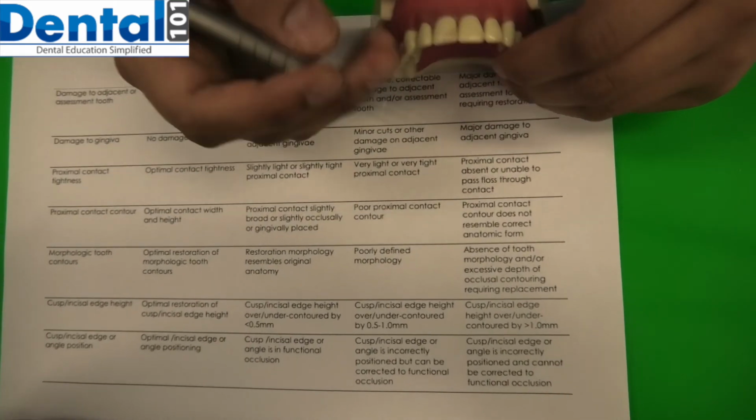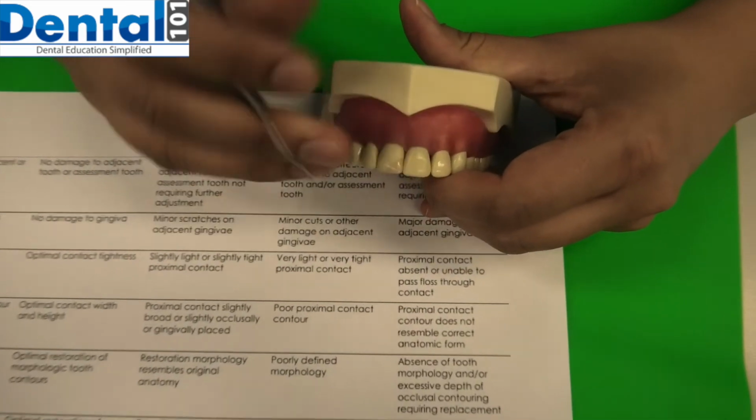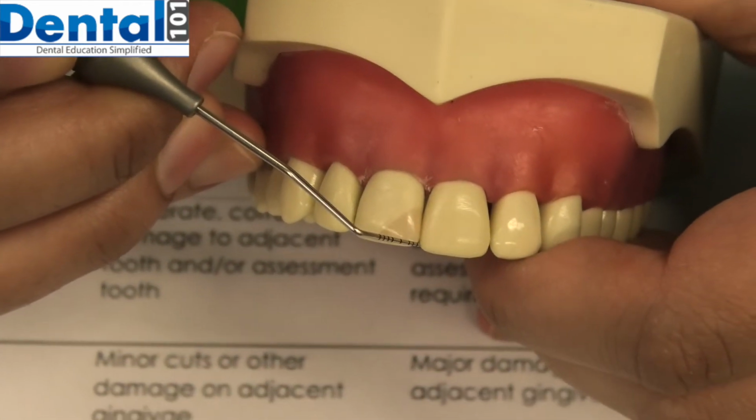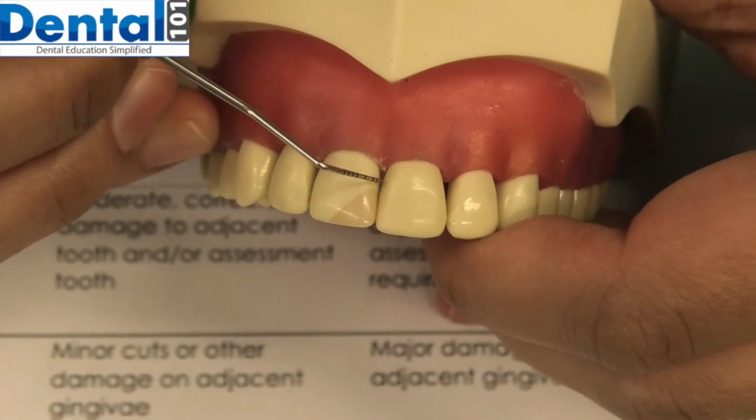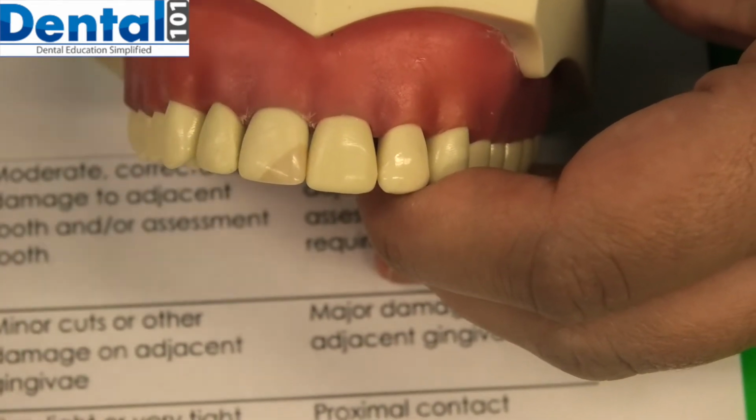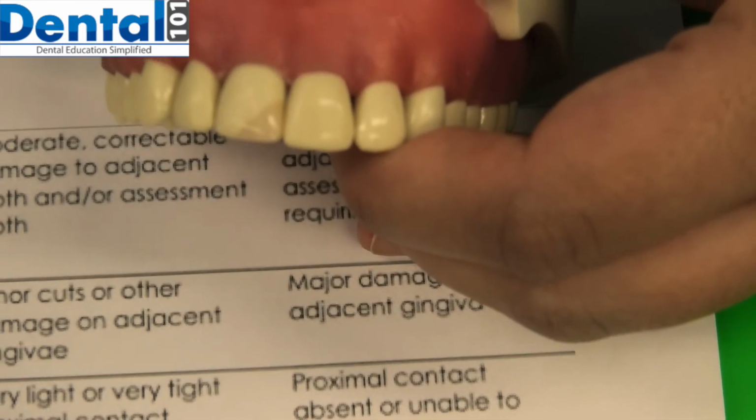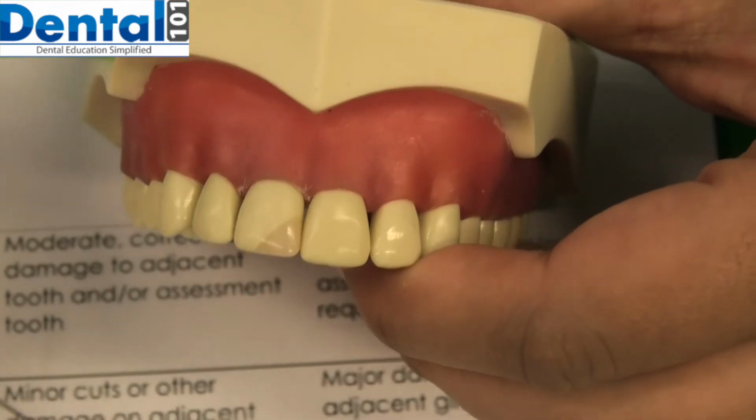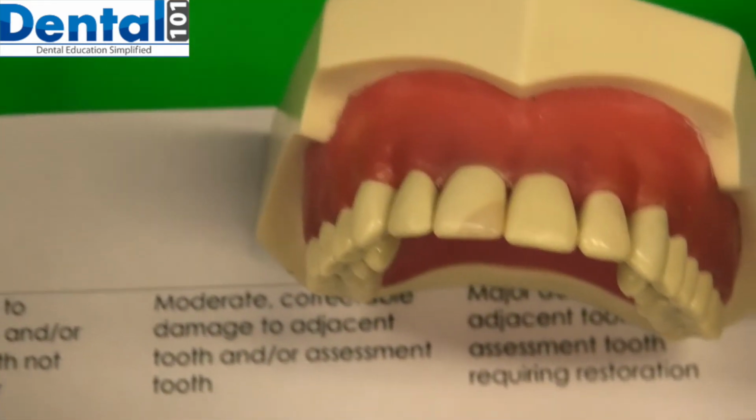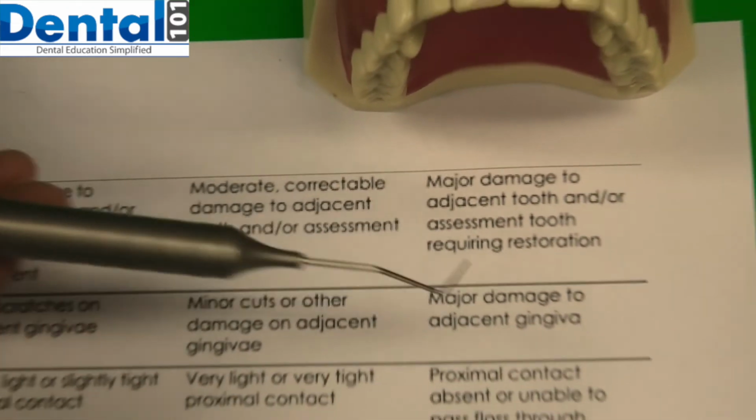Or if the proximal contact is slightly broad or slightly occlusally or gingivally placed, then it comes under satisfactory. It means if the contacts we can see from the top are too wide, and from the side, if my contact is over here or over here, then it's too high or too low. If it's just slightly high or low, it comes under satisfactory. But if it is too high or too low, or if the width is too broad, then it comes under borderline or unsatisfactory.